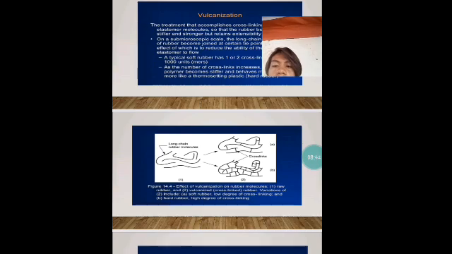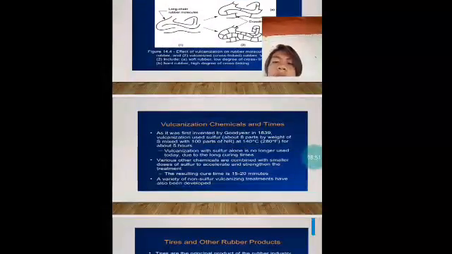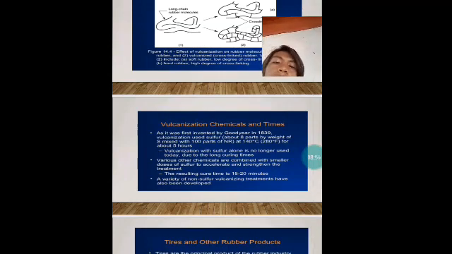Effect of vulcanization on rubber molecules through vulcanizing cross-link rubber, including rubber, vulcanization chemicals and times. As it was first invented by Goodyear in 1839, vulcanization used sulfur, about 8 parts by weight, mixed with 100 parts of NR at 140 degrees Celsius for about 5 hours. So, first invented kay Goodyear in 1939 ang vulcanization. 12 hours ilang ikuan pag-compress para makuha ang vulcanization.